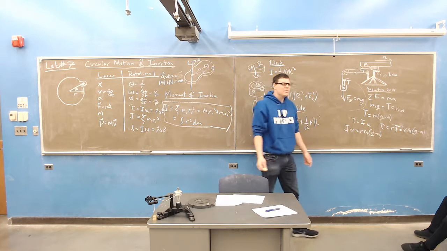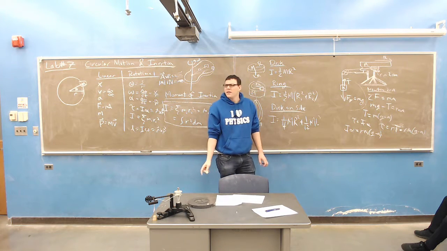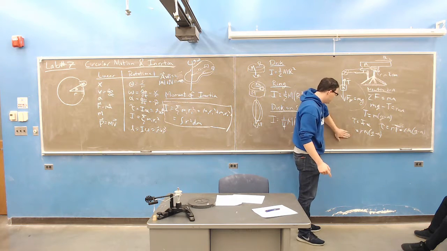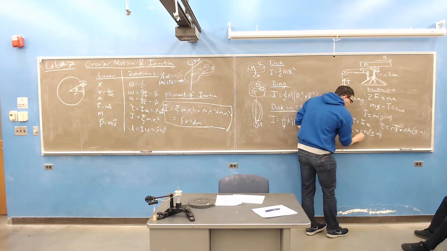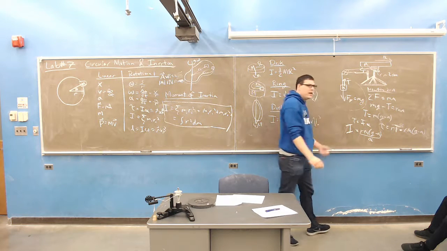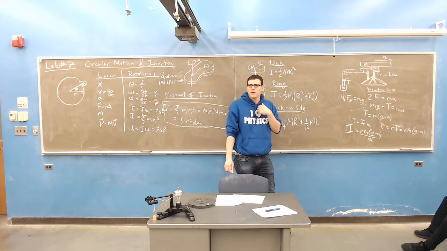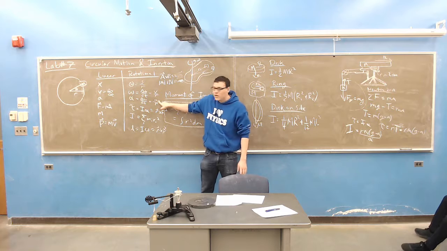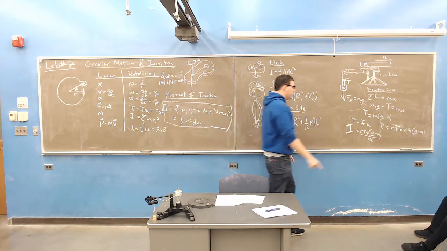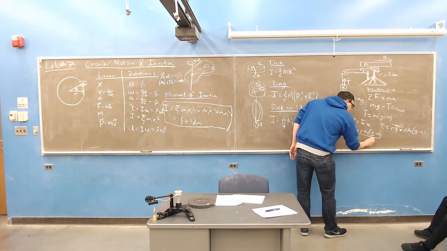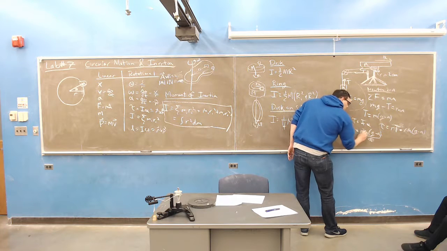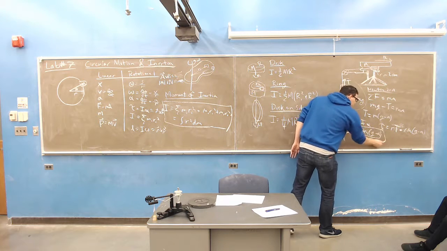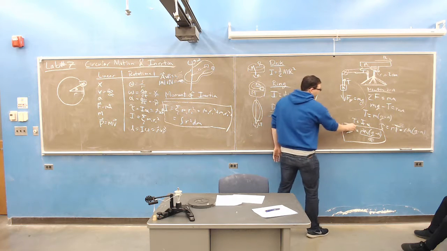What are we trying to do in this experiment? What are we solving for? Inertia. There it is. So let's divide by alpha. Do we know alpha? Alpha happens to be equal to a over r. So if I put a over r here, I'll get an a down here and another r on top. And that's the formula we're going to use to experimentally find the moment of inertia.